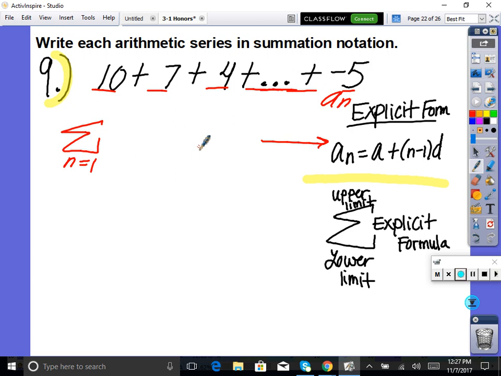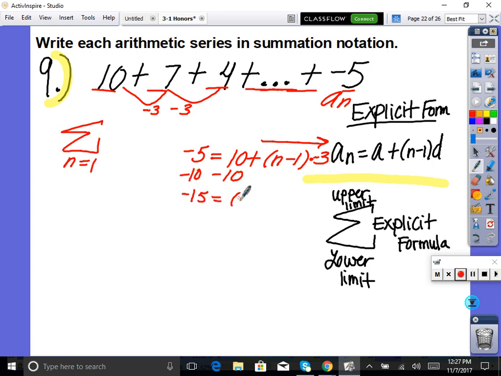Here we go. So a sub n is negative 5. That's equal to a sub 1 plus n minus 1 times the common difference. Oh, we're subtracting 3, aren't we? So times negative 3. Now we've got to solve for n. So we're going to subtract 10. Negative 15 equals n minus 1 times negative 3. So we divide by negative 3. We get 5 is equal to n minus 1. So n equals 6, so this was a sub 6. Now we know. Okay, cool.